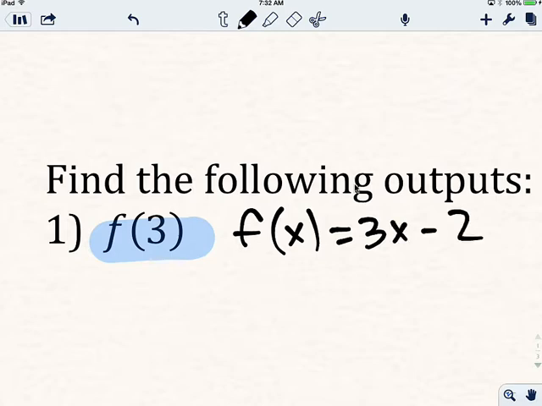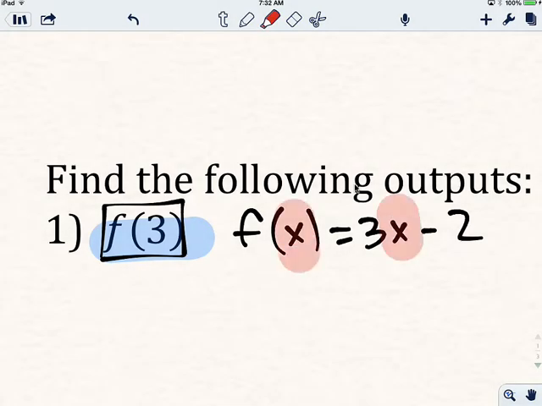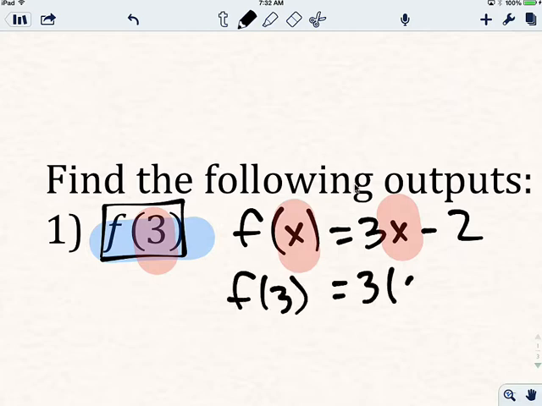All right, so in this expression, or this output, f of 3, it's saying take what you think is the x. Take this x and replace it with 3, because that's exactly what's happened. It's saying what's the function when x is 3. So I'm going to do f of 3 is equal to 3, and then when I see an x, I'm going to plug in 3 in parentheses.